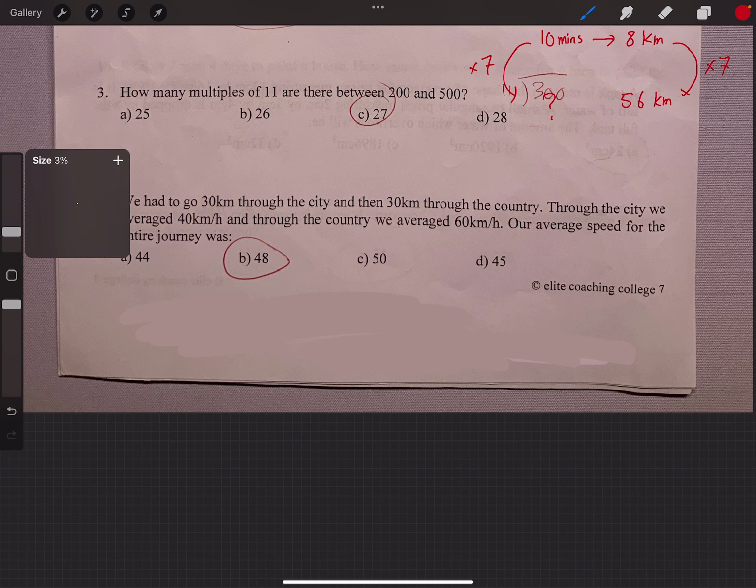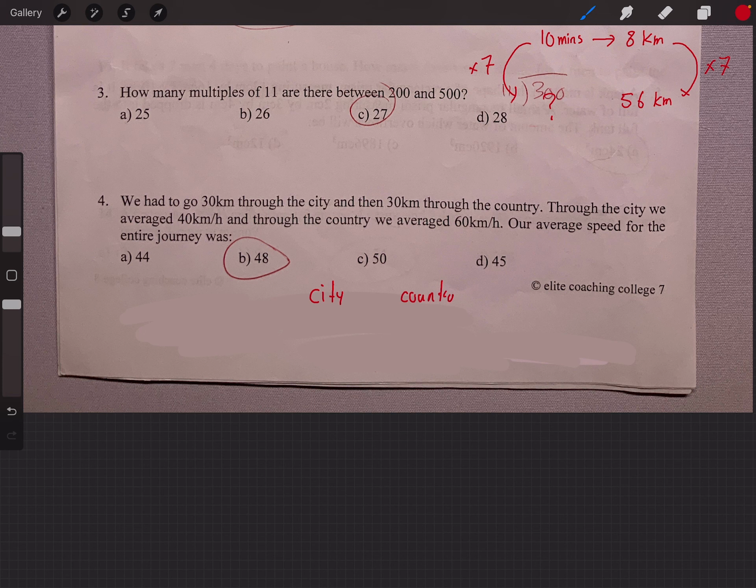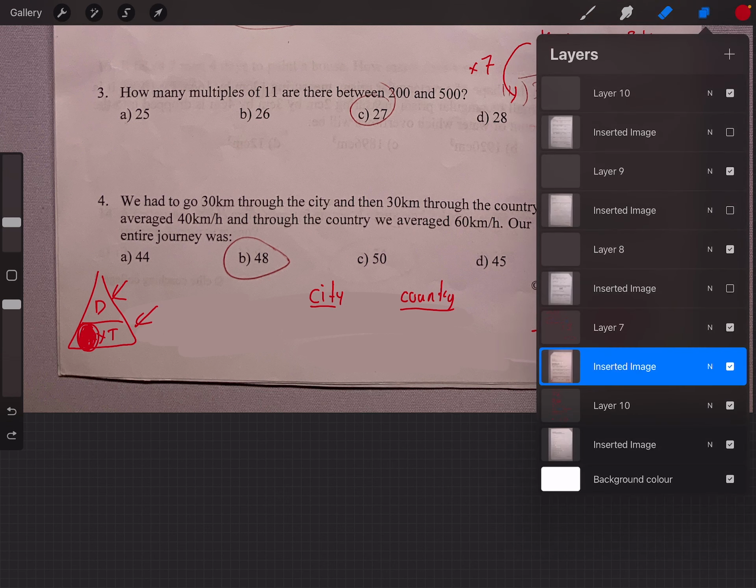Back to number 3. Okay. So, first I'm going to put city, then I'm going to put country. To find the average speed, we know that we need the total distance divided by the total time. Because remember the triangle? Distance over speed times time. If you want to find the speed, you cover up the S for the speed, and you say, hey look, it's distance divided by time. So to find the average speed, you're going to divide the total distance by the time.